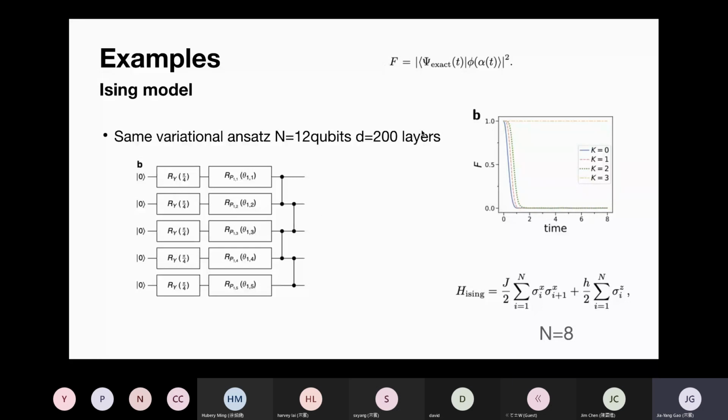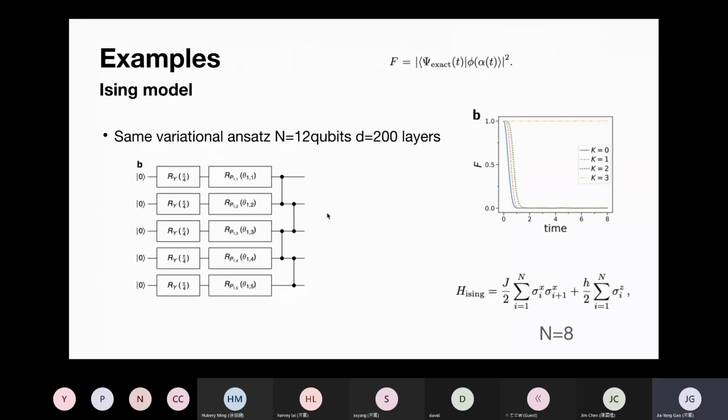In this case, they use k equals 3, which makes the fidelity go to 1, and it succeeds. But you can see that 2, 1 and 0 are not enough.